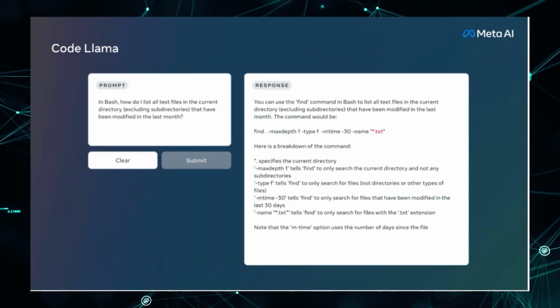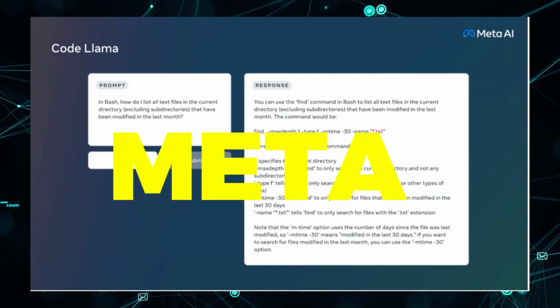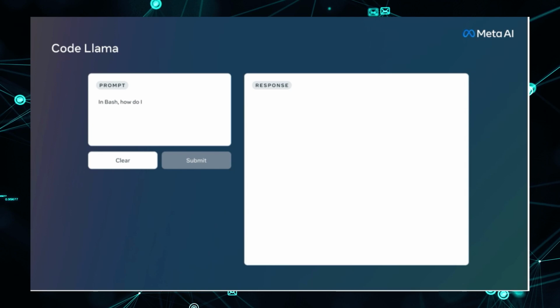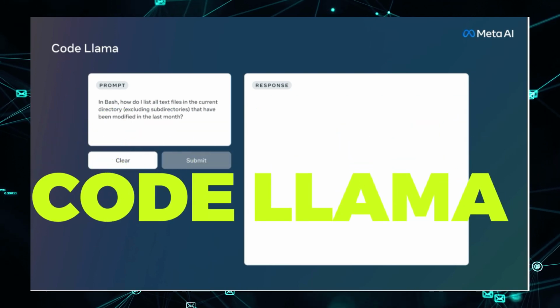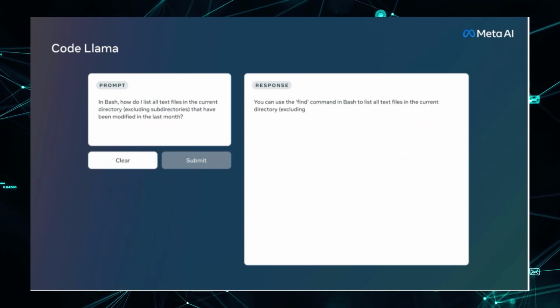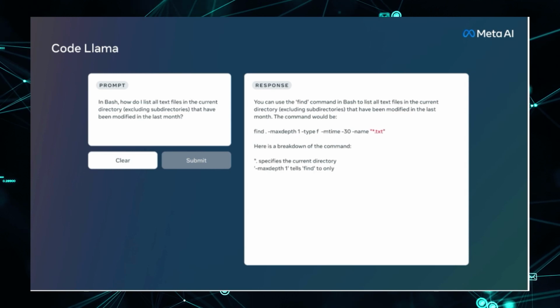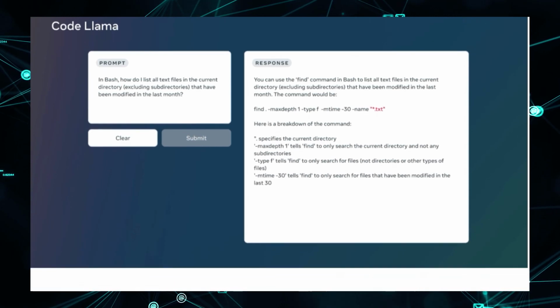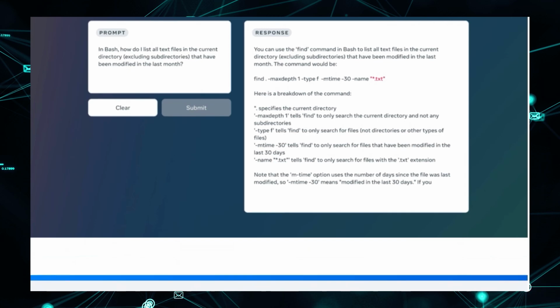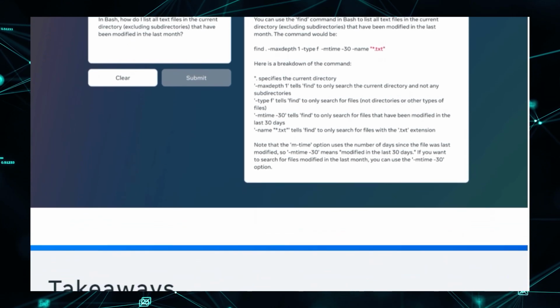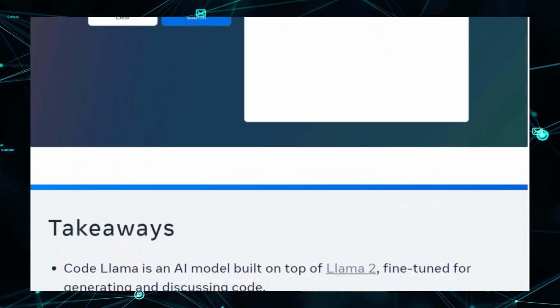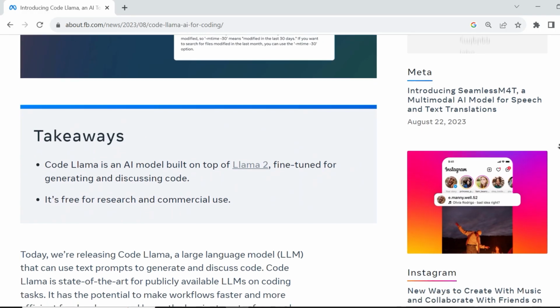There's some exciting stuff happening in the AI world. So, Meta, you know, that big tech company, has just dropped a brand new AI tool called Code Llama. This thing is a big deal in the world of coding and artificial intelligence. Code Llama is a super advanced language model that can do some serious magic with text prompts to generate and discuss code. And when I say state of the art, I mean it's at the top of its game when it comes to publicly available language models geared towards coding tasks. The potential here? Oh, it's huge.